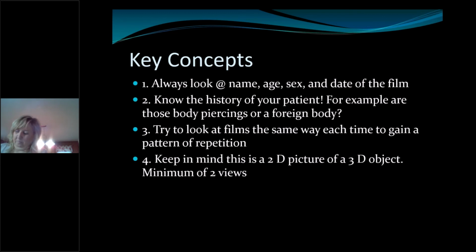The other big thing is, keep in mind, this is a 2-dimensional picture of a 3-dimensional object. In most cases, I don't want to say all, because there's 1 or 2 exceptions, you want a minimum of 2 views. There again, there's 1 or 2 of those exceptions we'll get to in a little bit later. But you always want to look at it, because if you see that little squiggly line, it should be represented on multiple views if it's truly pathological in terms of fracture or obvious abnormality. So when possible, try to get at least 2 pictures to validate and or refute what may or may not be going on.